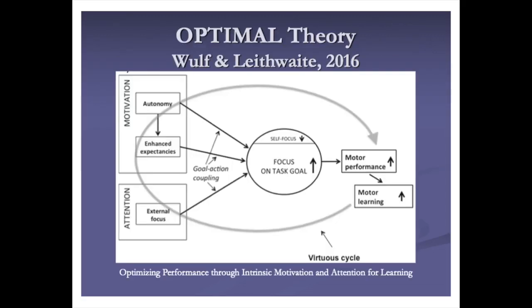The newest theory of motor learning comes to us from Wulf and Lewthwaite in 2016, and they call it OPTIMAL theory. OPTIMAL stands for optimizing performance through intrinsic motivation and attention for the learner. So in this theory, we're really taking account of motivation. And two things that are important for motivation are autonomy.